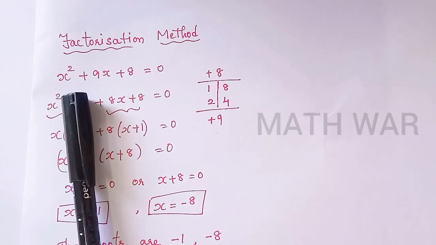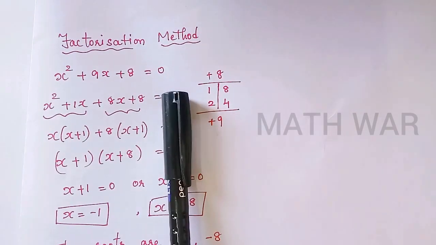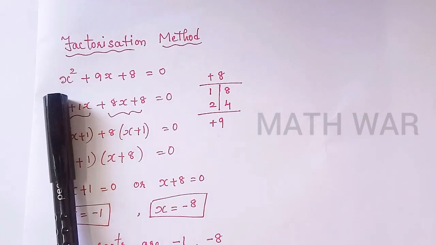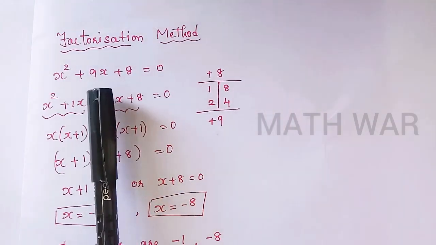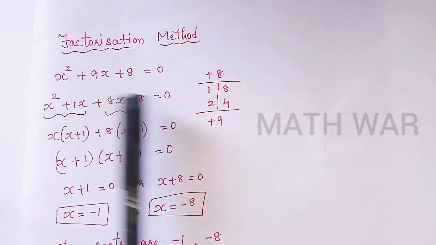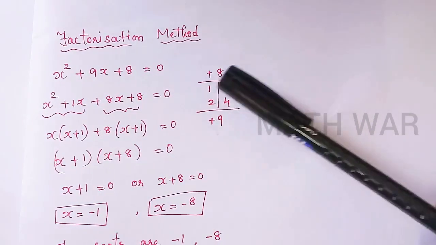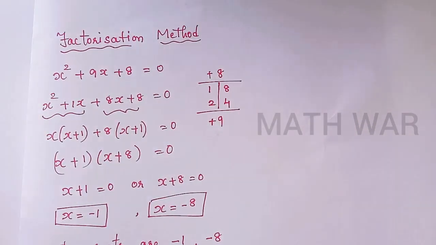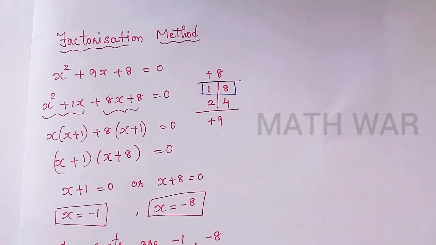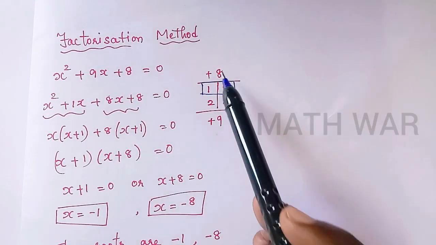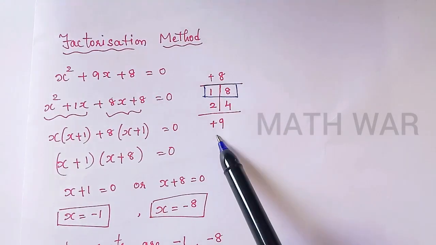One question: x square plus 9x plus 8 equal to 0. You can see the coefficient of x square is 1. So 1 into the constant term 8 is plus 8, and the coefficient of the x term is plus 9, that I wrote here. The factors are 1 and 8, 2 and 4. The suitable factors are 1 and 8. If you multiply 1 and 8, we get plus 8, and if you add 1 and 8, we get plus 9.